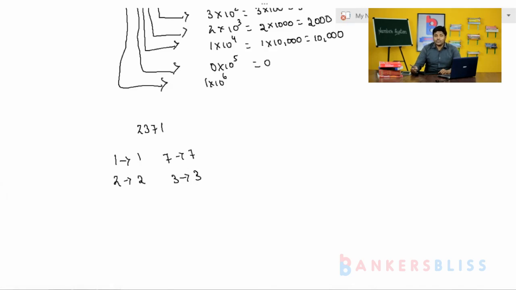To calculate the face value, the number itself will be the face value. The face value of 10 will be 10. The face value of 8 will be 8. The face value of 3 will be 3. So face value means the number itself.